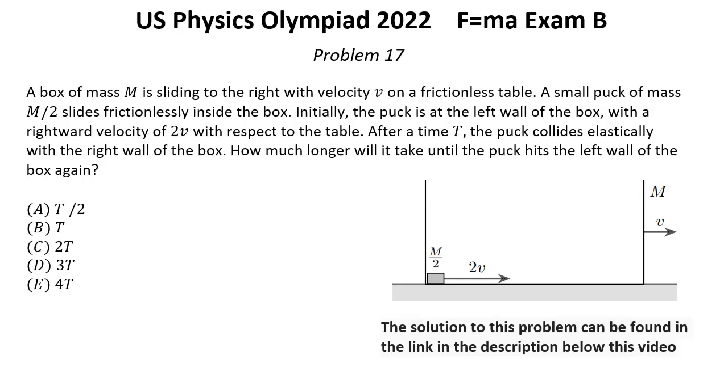Solution for problem number 17. As can be shown by working in the center of mass frame, during an elastic collision the relative velocity of the two objects only changes in sign. Therefore, the relative speed remains the same, so the time until the next collision is also t, which is answer B, and that was the solution for problem number 17.